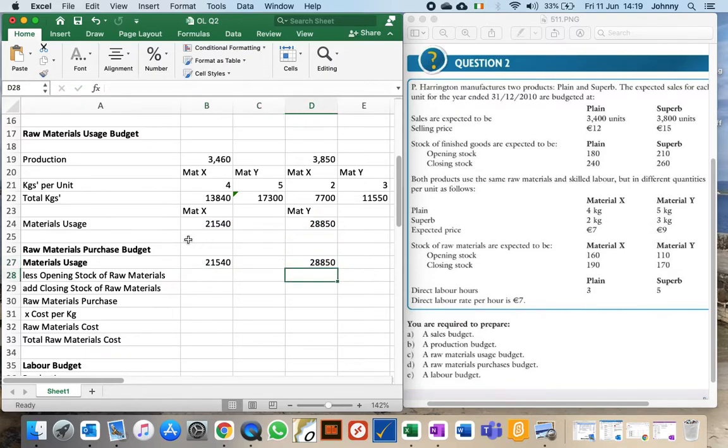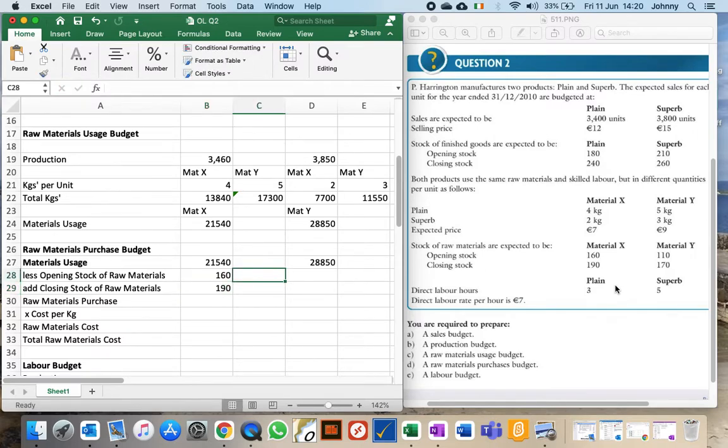This is the first one, the materials usage, is how many kilos of each I'm going to use. The next is how much I'm going to have to spend to buy them. So this is where we take into account our opening and closing stock of the raw materials. So it says, material X, I have an opening stock of 160 kilos and I have a closing stock of 190.